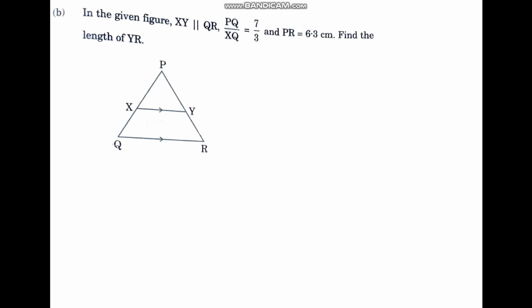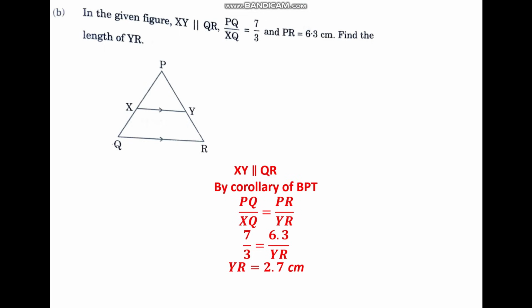So if again the sides are parallel, then by the corollary of BPT, we have PQ by XQ is equal to PR by YR. When we substitute the values and cross multiply, we get the value as 2.7 centimeter.